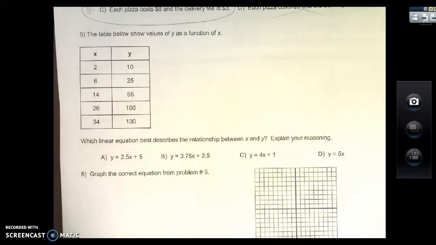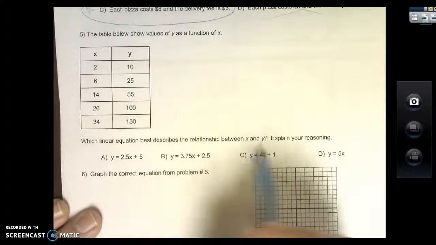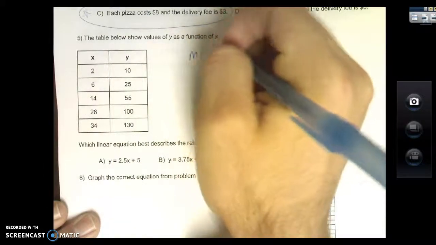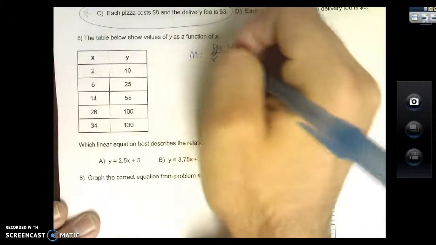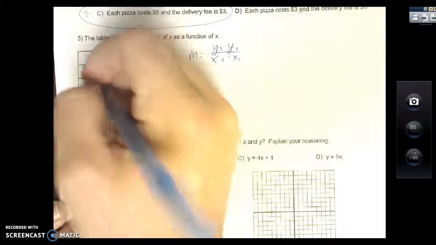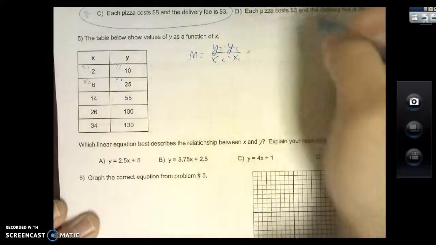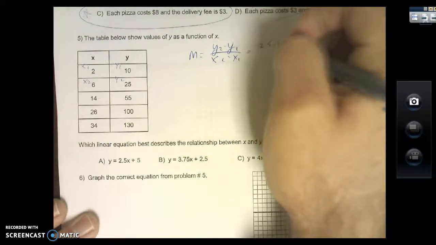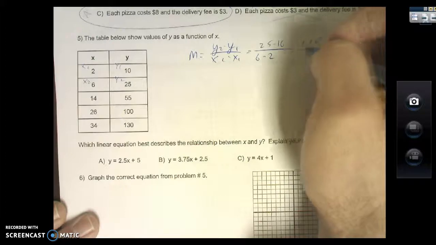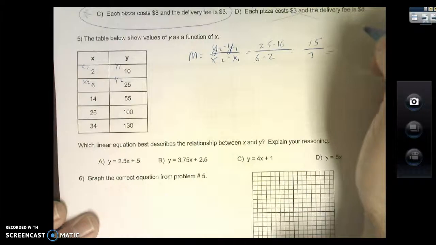Alright. Number 5, the table below shows values of y as a function of x. Which linear equation best describes the relationship between x and y? Explain your reasoning. Alright, I needed to get my mx plus b here. So what I'm going to do is use the slope formula. Here's the nice thing. You can pick whichever points you want. I'm going to pick the first 2 because they're smallest, and smaller numbers are easier to work with. 25 minus 10 divided by 6 minus 2. I'm looking at 15 over 3, which is 5.